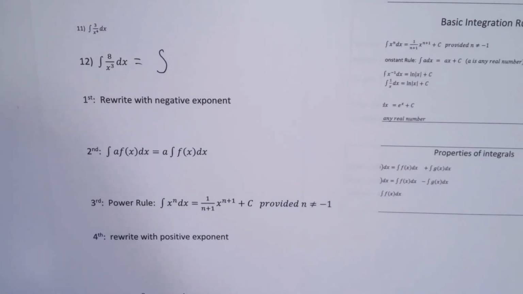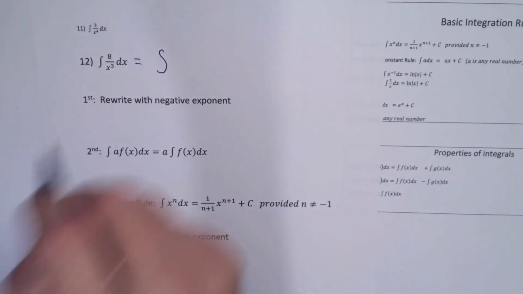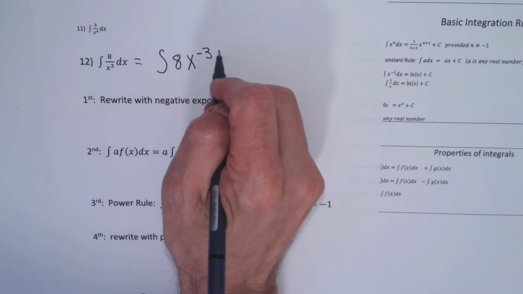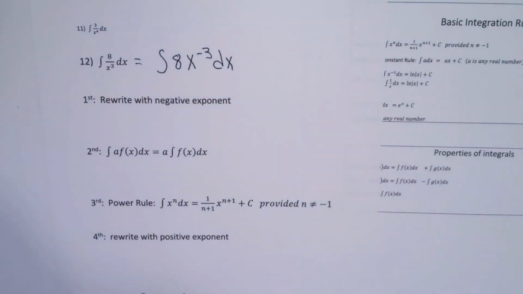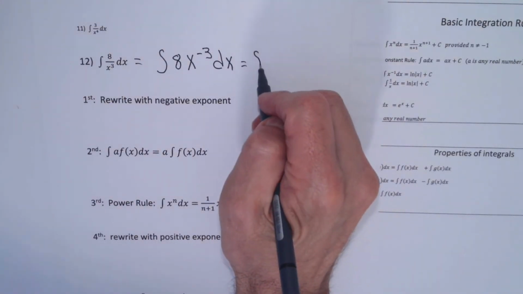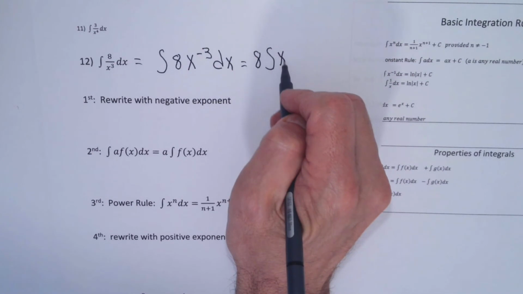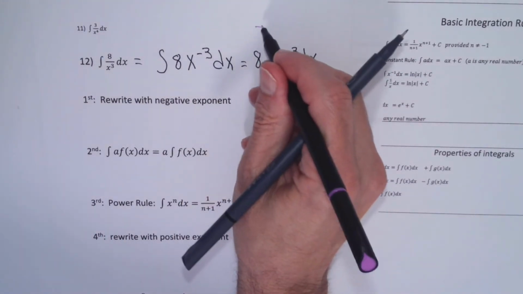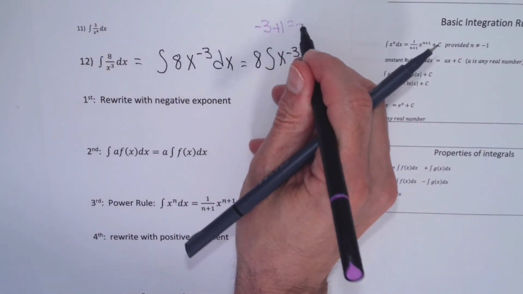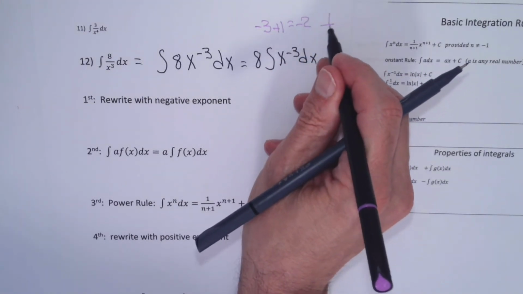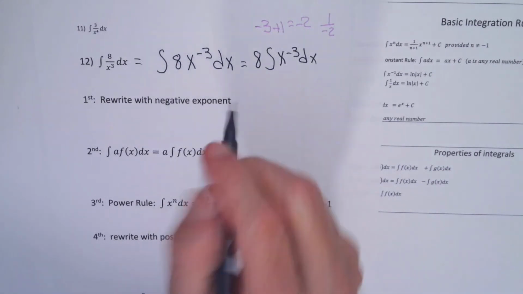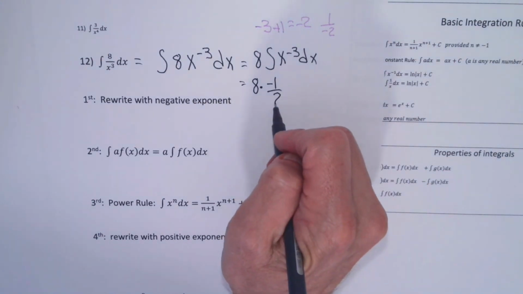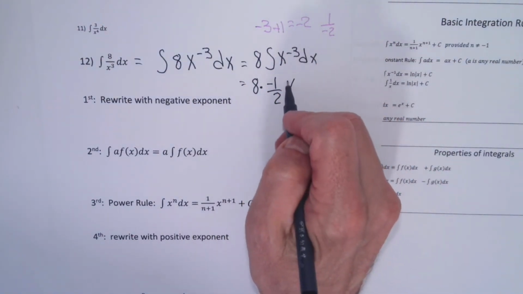Problem 12 is more or less the twin of number 10, so I'm just going to rewrite it the same way. I'm going to drag the x cubed out of the denominator, make it have a negative exponent. I'm going to make the coefficient out in front of the integral. Now I'm going to plan out my new exponent. My new exponent is going to be negative 3 plus 1, which is negative 2. And instead of multiplying by 1 over negative 2, I'm going to multiply by negative 1/2. I'm going to stop writing the integral sign. The fraction I'm going to multiply by is negative 1/2. The new exponent on my x is going to be negative 2.